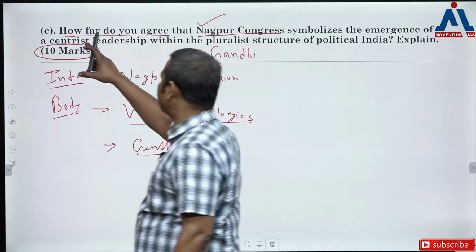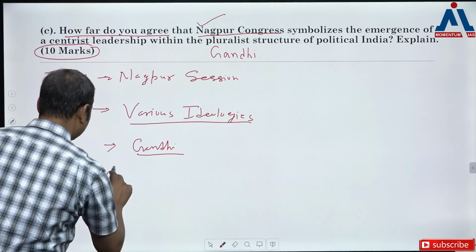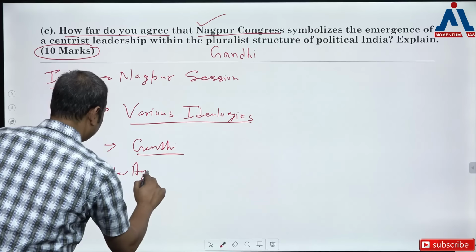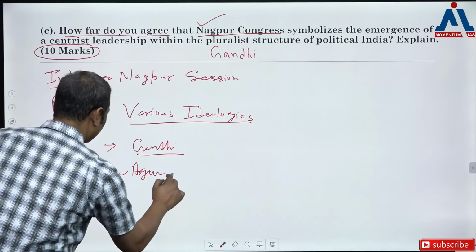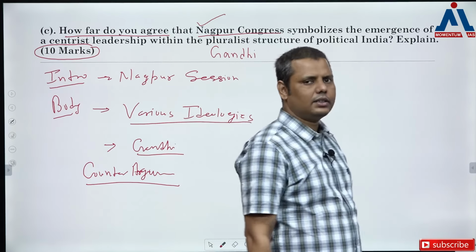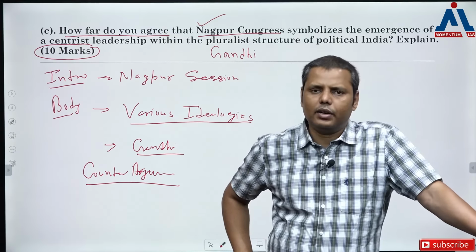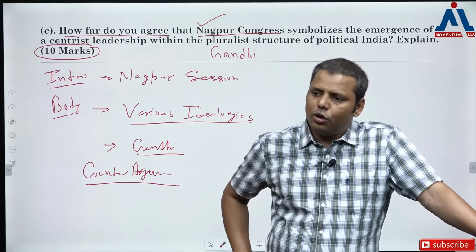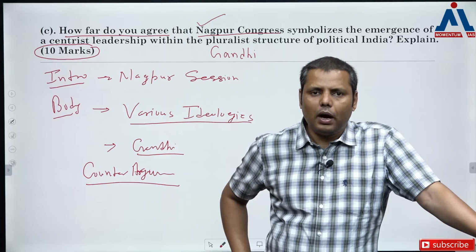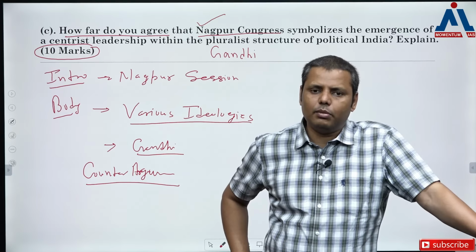But since it is asking you how far do you agree, you need to write about some counter arguments also. And in this counter argument, he'll write that this is true that as far as the Khilafat and non-cooperation movement is concerned, Gandhiji had definitely been taking the centrist leadership. But it's not true that Gandhiji became so powerful or so influential that the other ideologies were totally down or could not come up later on.